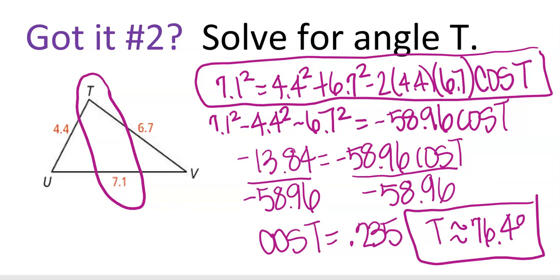If you don't do that, sometimes students want to separate those and you can't really do it unless you divide by them separately, which doesn't make sense. So multiply them first. I got negative 15.96. Then I divided that to the other side, and I got the inverse cosine of 0.235, and the angle I got was 76.4.